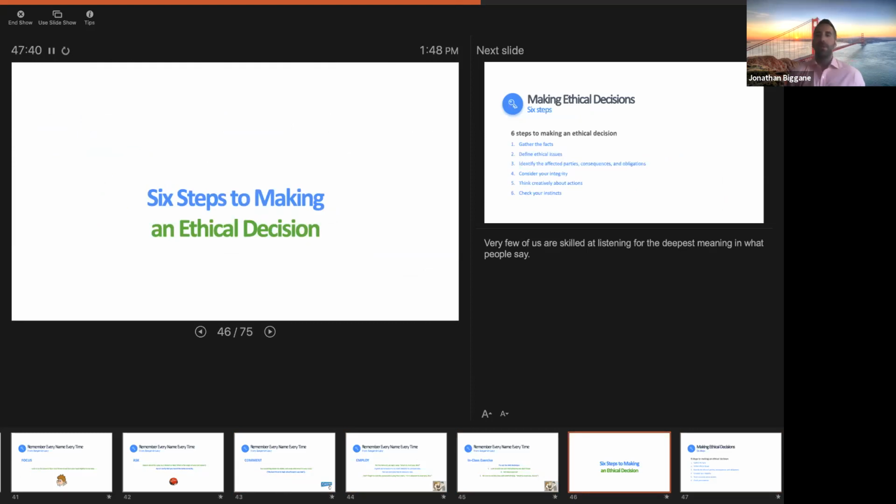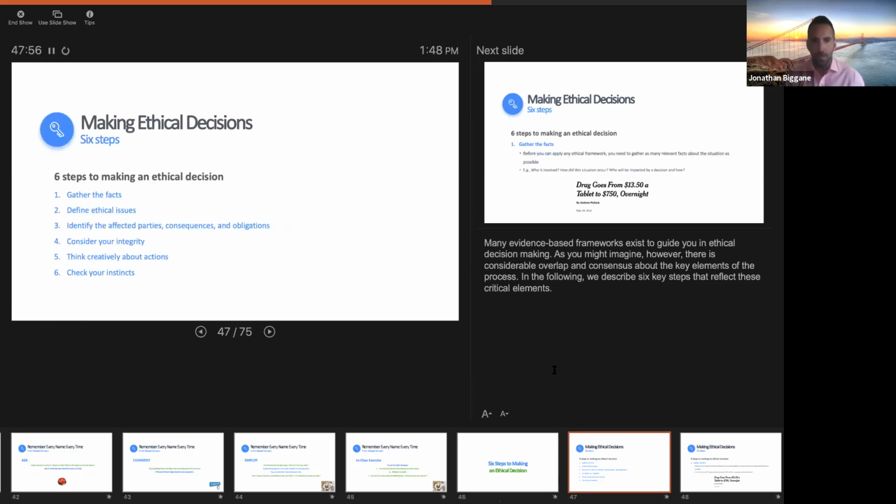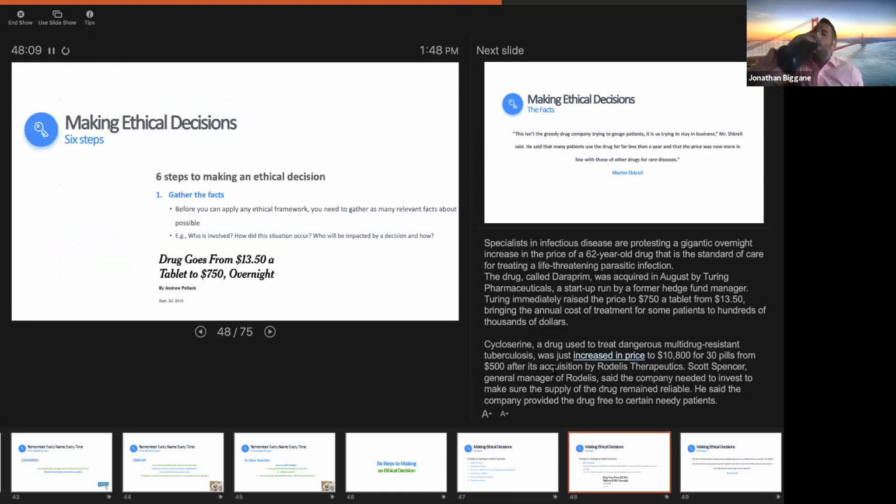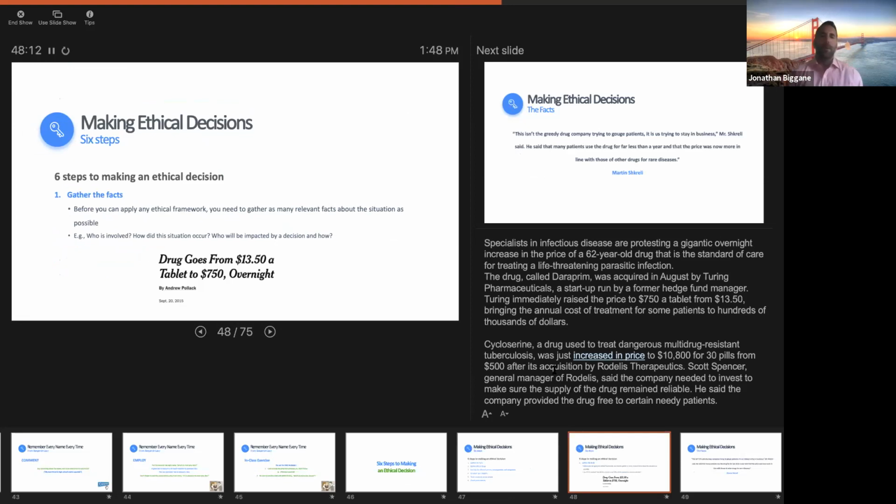So if you skipped the last section, then this is a good place to come back. And we are going to go into the 6 steps of making an ethical decision. So these 6 steps involved, just like the paddle framework, this is a systematic framework in order to make ethical decisions. And so the first step we're going to do is gather the facts. So before we can apply our ethical framework, we need to get as much information about whatever situation or problem it is that we're facing.